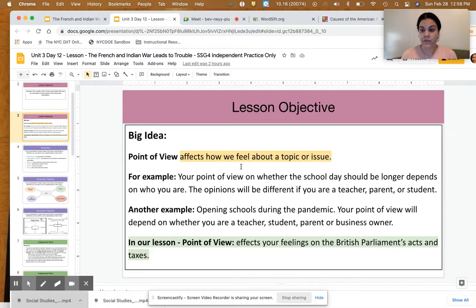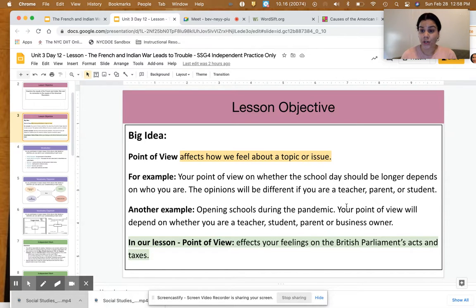Let's think about that for a few seconds. So as a parent, I think the school day should be longer so that will give me more time to make sure I do everything I need to in my job and make the money I need to provide food and shelter for my family.